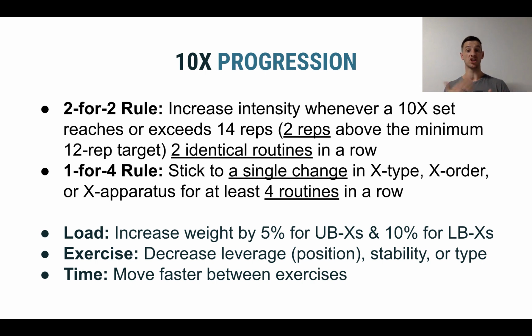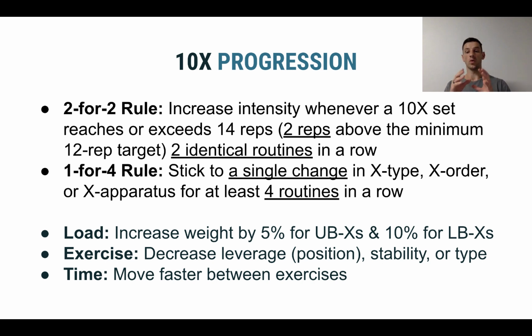So you make the change again. All right, so when you make a change for load, you increase weight by 5% for upper body exercises and 10% for lower body exercises. So for example, if I'm doing a lat pull down at 100 kgs, I will improve it by 5%. So I'll go to 105 kgs when I exceed 14 reps, or I do 14 reps for 2 workouts in a row.